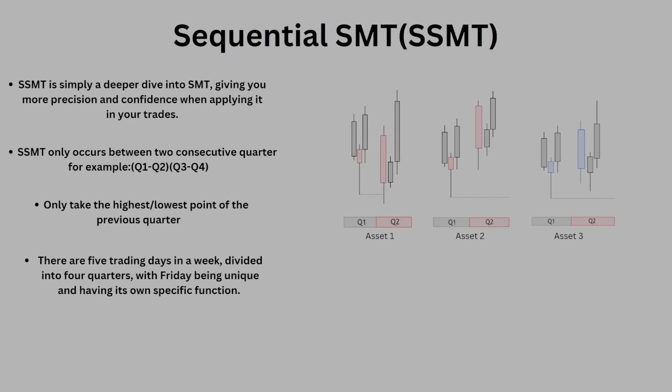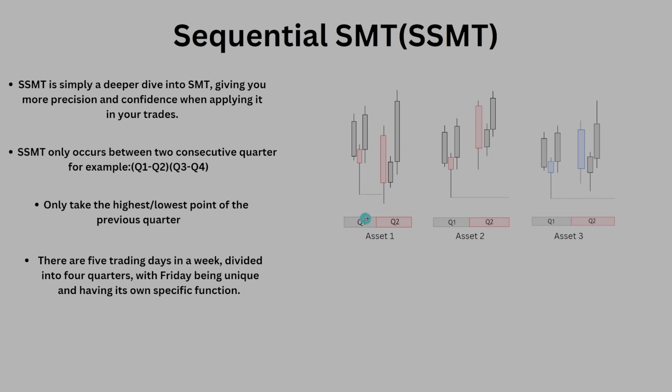Alright, now that you understand normal SMT and the time theory behind it, let's talk about sequential SMT. This is like the advanced version, a deeper dive that makes you way more precise. As you can see here, SMT only occurs between two consecutive quarters. For example, it can only happen between Q1 and Q2, not Q1 to Q3.